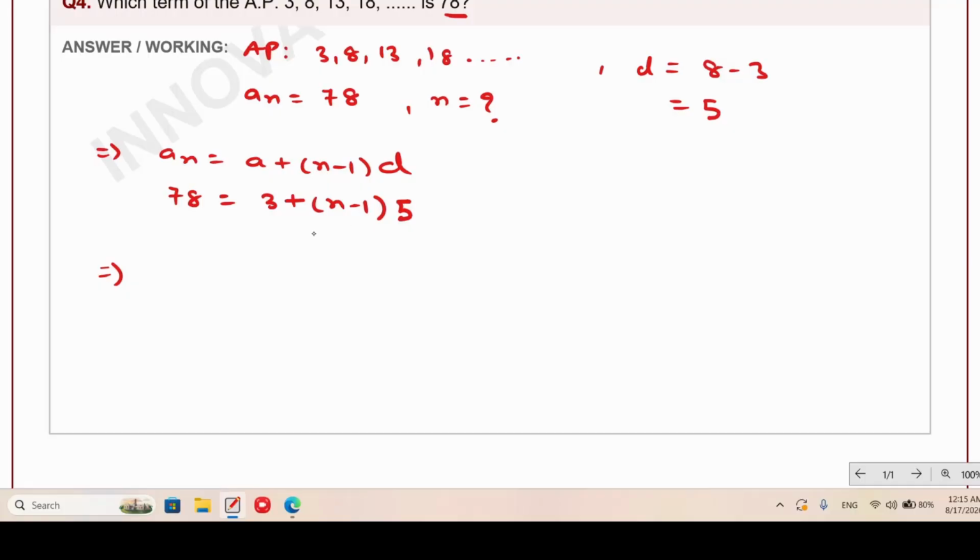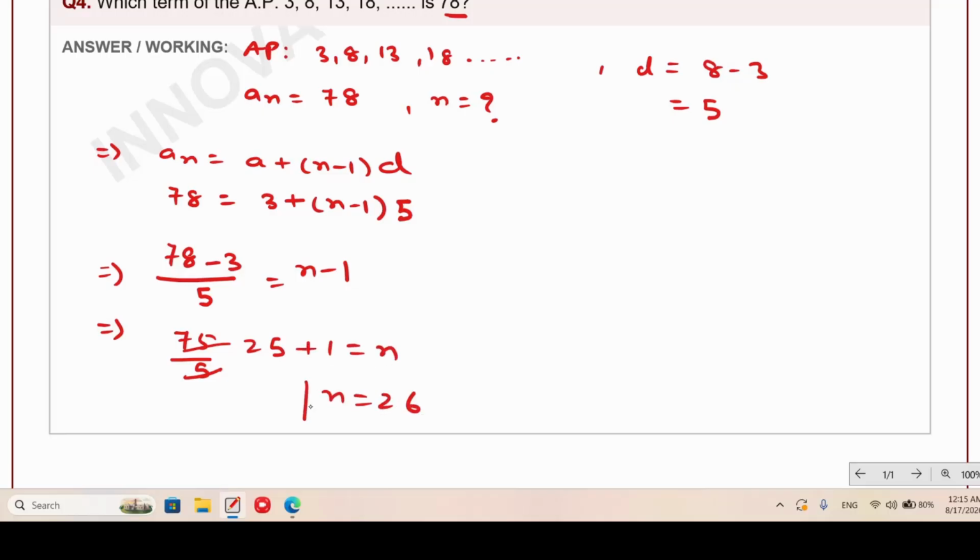That's why I'm keeping you guys in mind. I'm saying just do it. 78 minus 3 over 5 is equal to n minus 1. So 78 minus 3 will be 75 over 5. That will be 25 plus 1 equals n. So n is equal to 26.